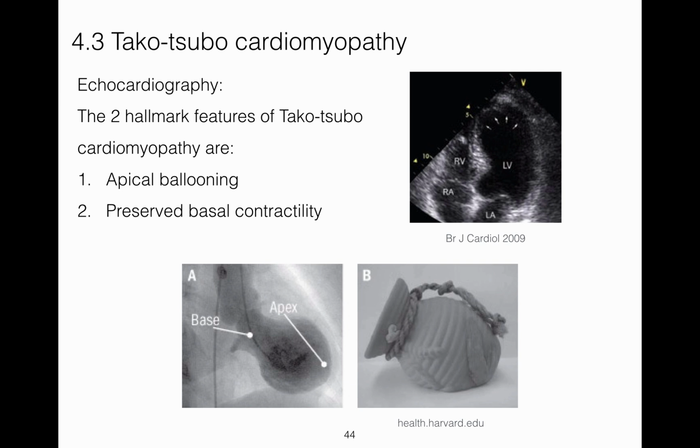The hallmark features of this type of cardiomyopathy are 1. Apical ballooning, and secondly, preserved basal contractility. The echo image on the right highlights the apical LV ballooning. The angiogram image shows normal basal contractility with apical ballooning and the consequent characteristic anatomy. The lower right image is an octopus pot called a takotsubo, which is what this condition was first described as resembling.